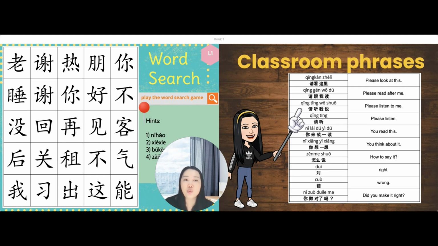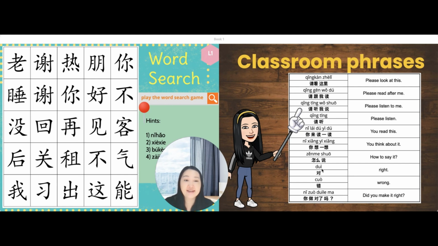你来读一读 which means please read this. 你想一想 which means you think about it. 怎么说？ Which means how to say it.